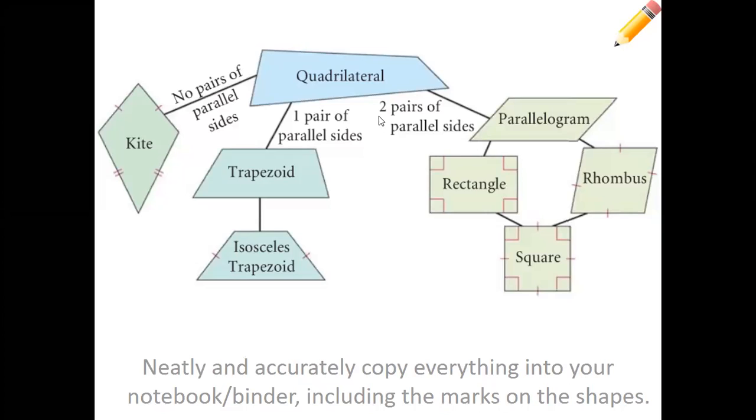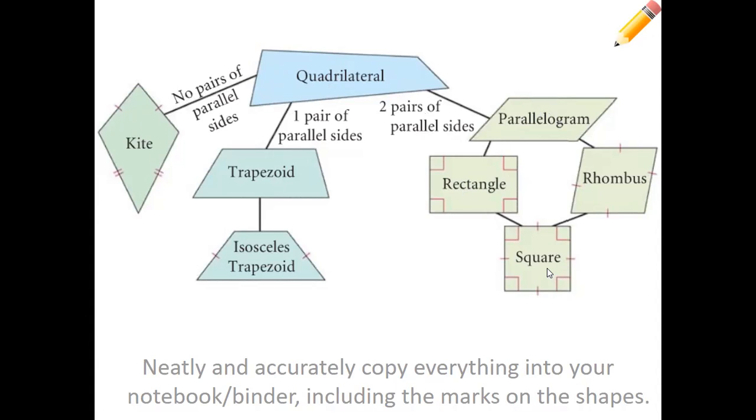And the way we read this is we start with the quadrilateral, right? A quadrilateral, remember, quad means four. It's a four-sided shape. So there's three different types of quadrilaterals that we have. We have the kite, we have the trapezoid, and we have the parallelogram, okay? If it has no pair of parallel sides, it's going to be considered a kite. If it has one pair of parallel sides, it's going to be considered a trapezoid or an isosceles trapezoid. And if it has two pairs of parallel sides, it'll be a parallelogram, rectangle, rhombus, or square, right?